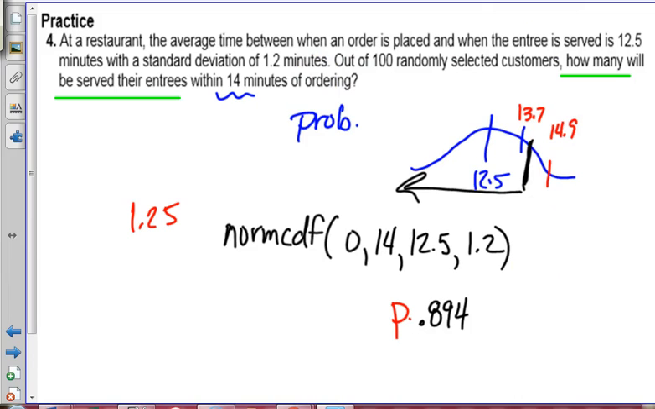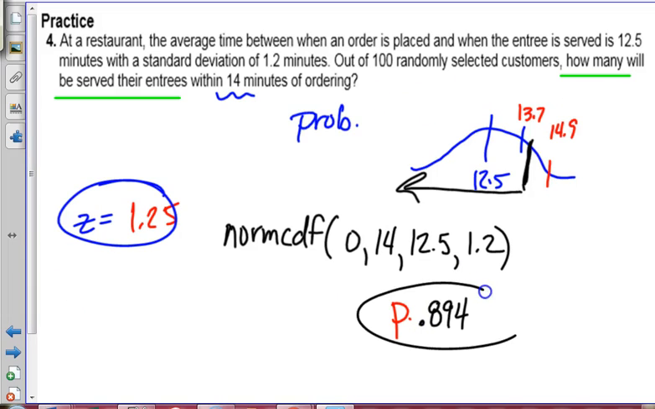It should be the same, and I was freaking myself out. But I didn't put in the z-score there. I put in the probability that we found the first time, which made no sense. Okay. We're not done, though. Sorry. Just do it this way.